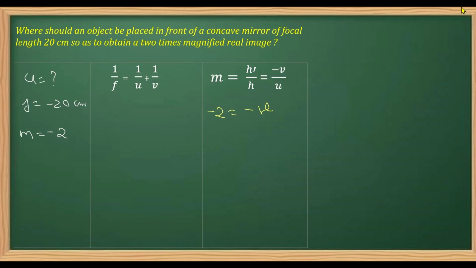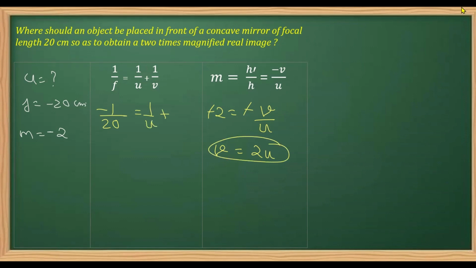Let me write it properly. This is V and this is U. Now check here, don't place U as minus U. The sign is within U only, right? So from here we got a relation between U and V, that is V is 2 times U. Now we are going to use this formula. So over here it's 1 over F, that is minus 1 over 20, is equal to 1 over V, with V replaced by 2U, so 1 over 2U.